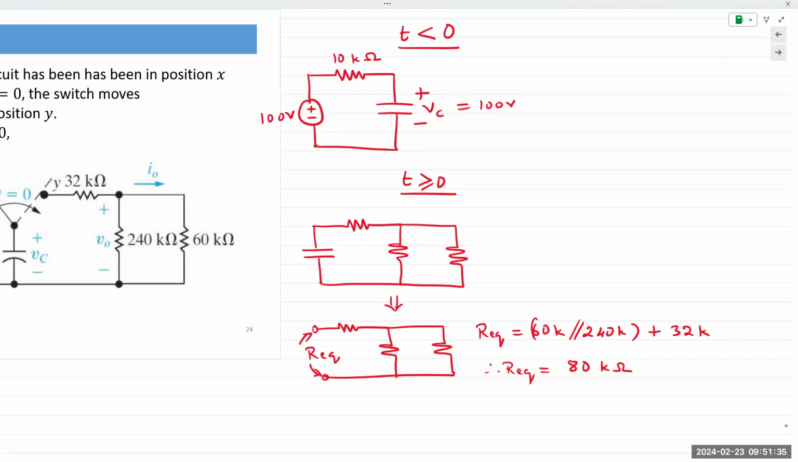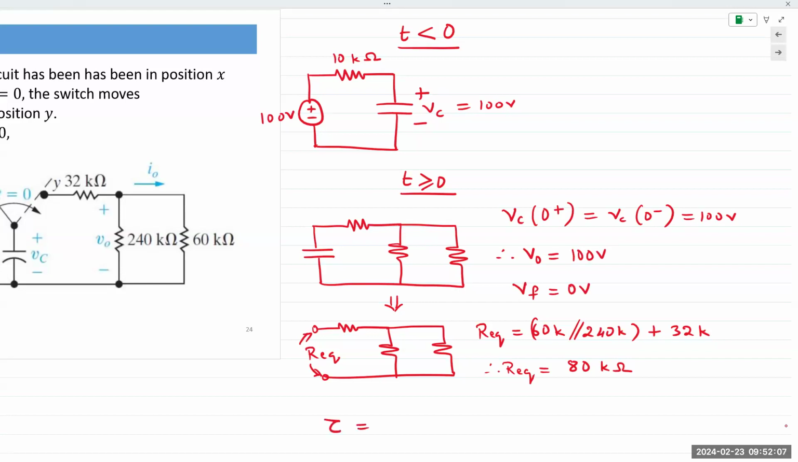From here, I can establish the initial conditions also. VC at 0 plus would be the same as VC at 0 minus, which would be 100 volts. So I can write V0, the voltage at the initial starting point of analysis, is 100 volts. And because it's a natural response problem, Vf is 0 volts.